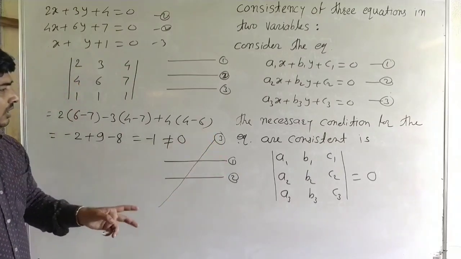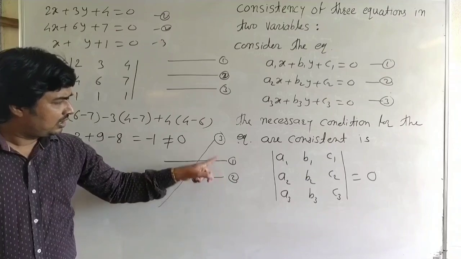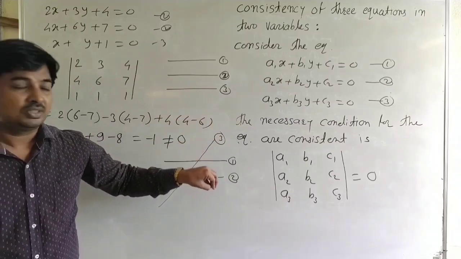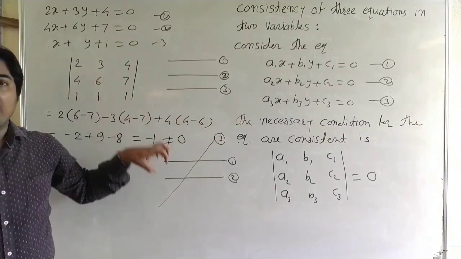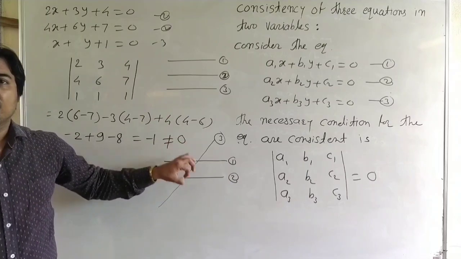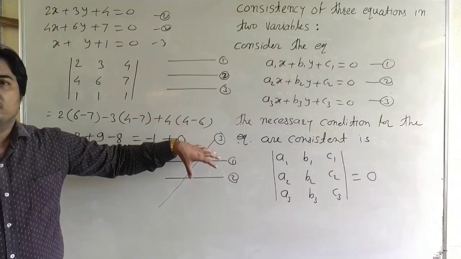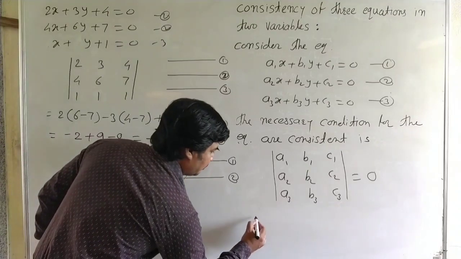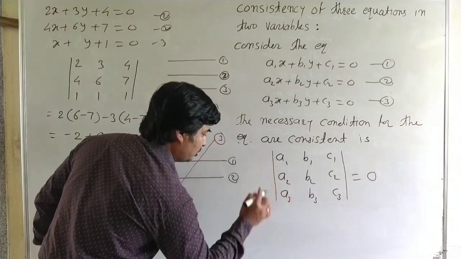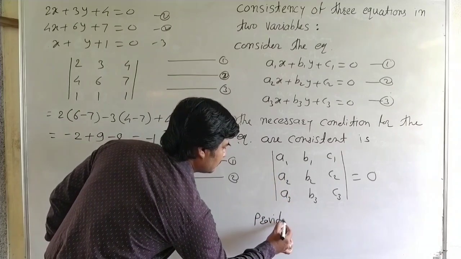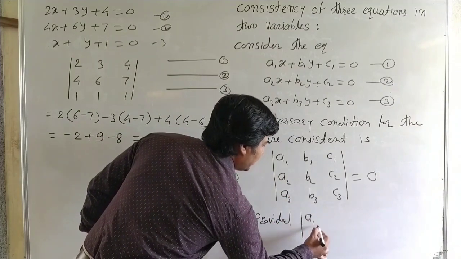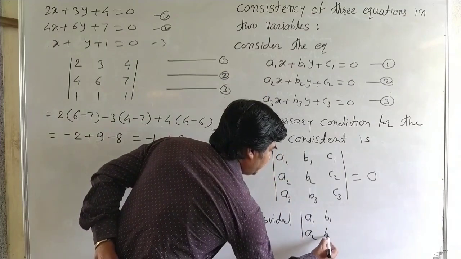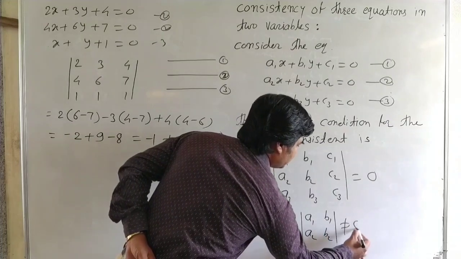Here there is a common solution of 1 and 3 and of 2 and 3, but there is no common solution of equations 1, 2 and 3. That means if any two lines are parallel, then there is no common solution. That means the lines are not consistent. So here one condition is, provided this determinant is 0, provided the determinant of a1, b1, a2, b2, where a1 and b1 are the coefficients of x and y, is not equal to 0.